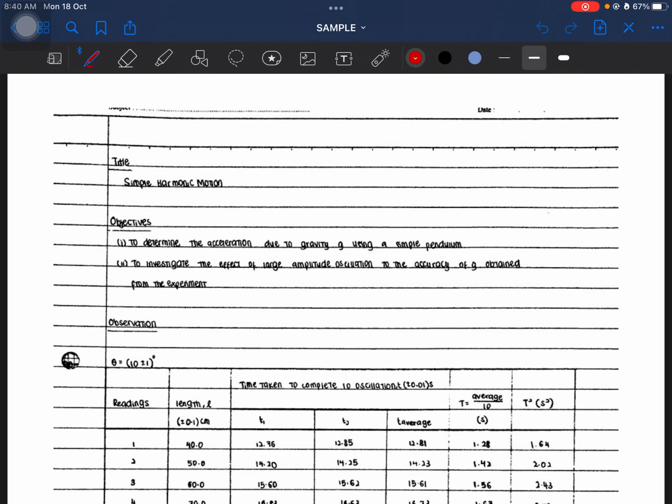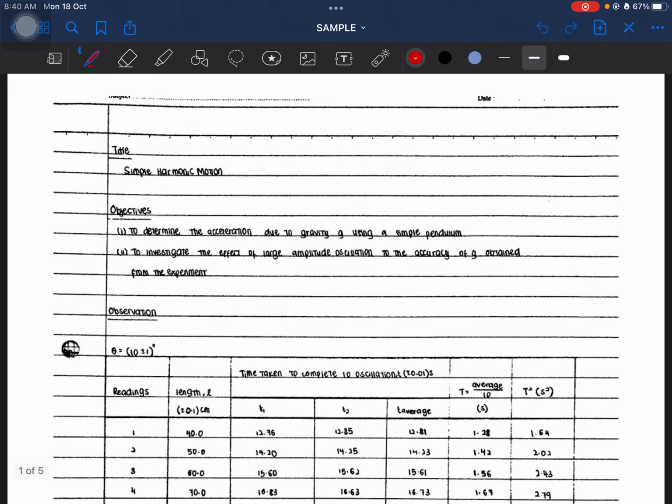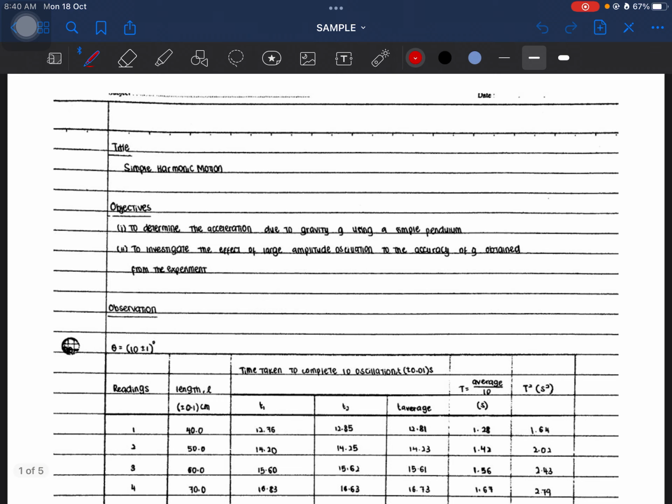So today I'll be explaining how I will be marking your lab report. I've given you the lab report format, so it is basically based on that format. The first mark will be on the title. If the title is correct, I will give you 1 mark.